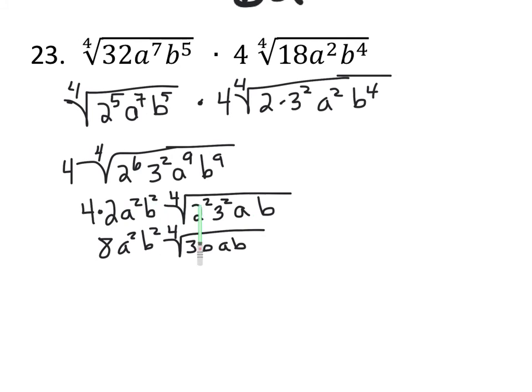Now I simplify this. 4 times 2 is 8. I have my a squared and my b squared. I have my 4th root. 2 squared is 4 times 3 squared is 9. 4 times 9 is 36. And then I have my ab. And that's it. That's the final answer for this multiplication and simplifying.